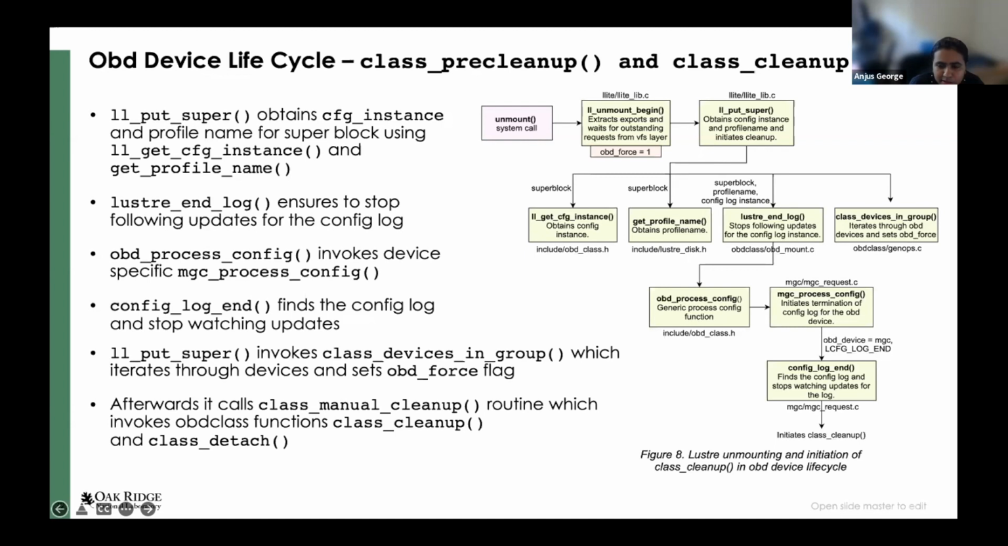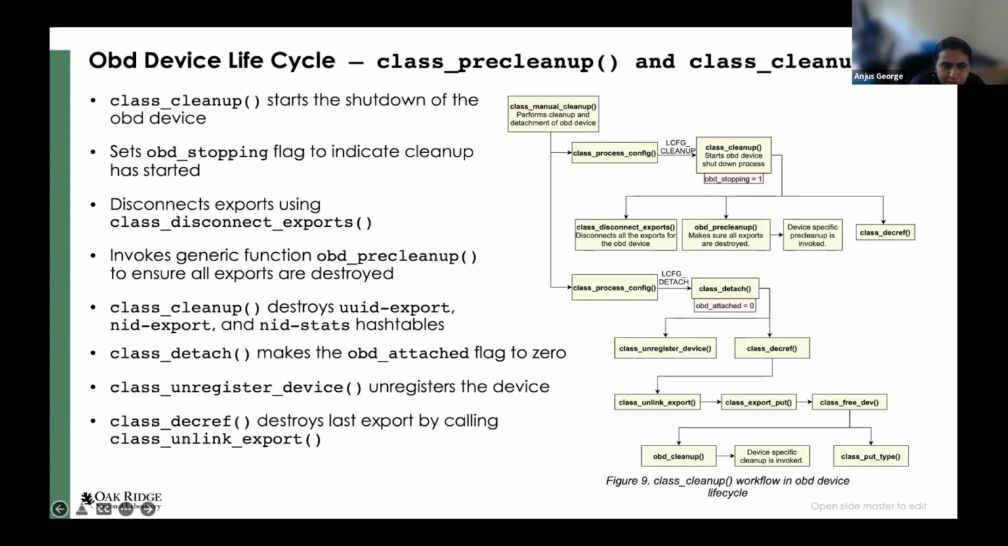Afterwards, it calls the class manual cleanup routine, which invokes OBD class functions, class cleanup and class detach, in that order. So the class cleanup is invoked through class process config, by passing the LCFG cleanup command. The class cleanup starts the shutdown of the OBD device. It sets the OBD stopping flag to indicate that cleanup has started. Then it disconnects all the exports using the class disconnect exports function, and that ensures that all exports are destroyed.